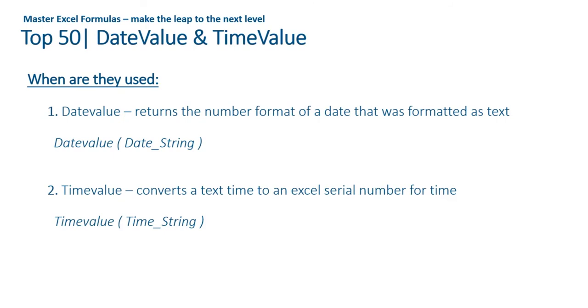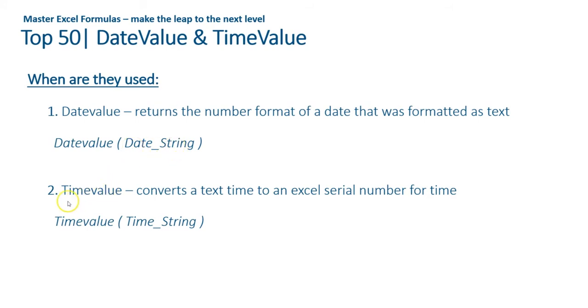The next set of formulas are obviously the date value and time value. The date value will return the number format of a date that was formatted as text, and I know it might sound a little bit complicated right now, but I'm sure the example will show you what I mean.